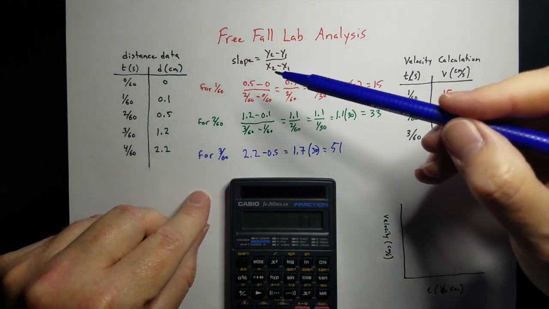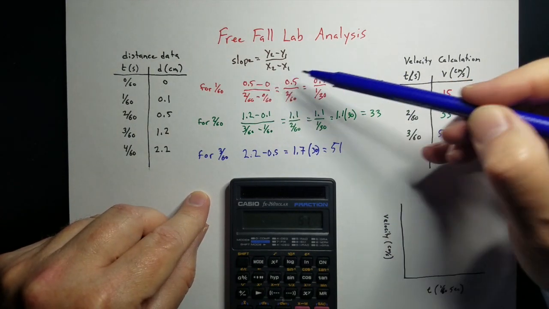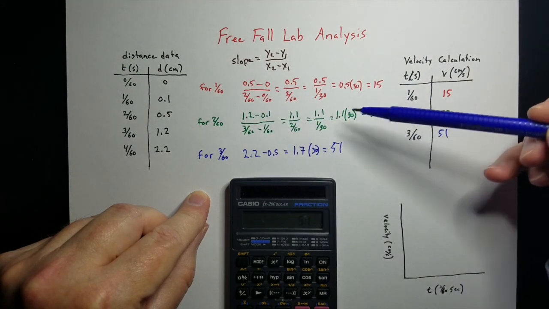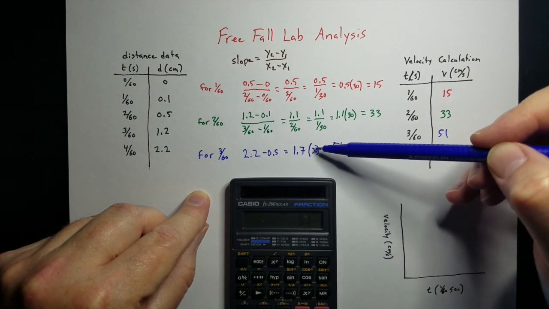So all you have to really do is take the point after minus the point before and then multiply by 30. Point after minus point before, multiply by 30. Point after minus point before, multiply by 30.